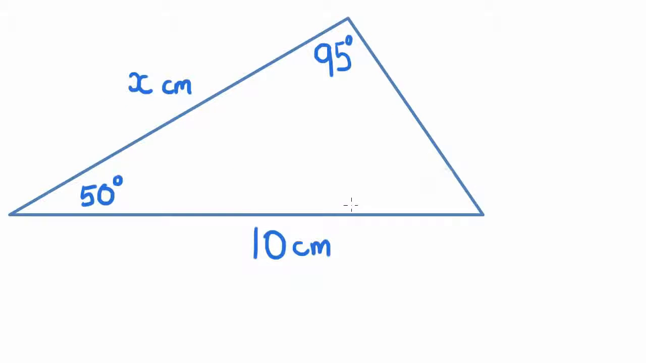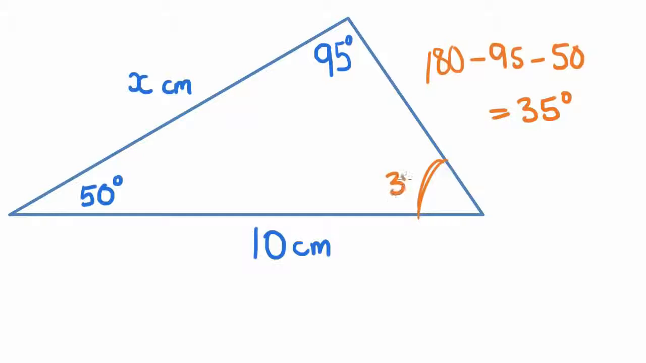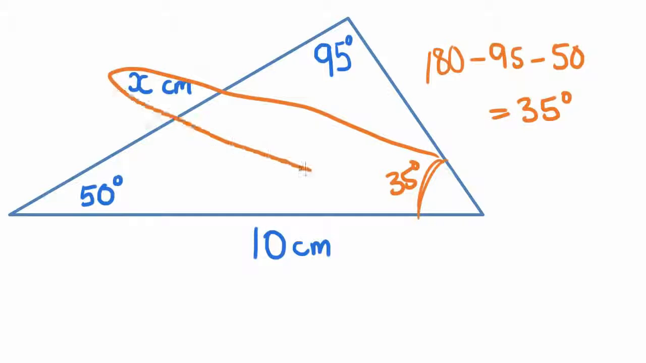But remember how all the angles in a triangle add up to 180 degrees? There isn't much maths that we have to do before we can figure out what this angle is. All we need to do is 180 minus 95 minus 50, and we get an answer of 35 degrees. And then we can use this matching pair to do the sine rule. So if you don't see a matching pair straight off the bat, just have another quick look and see if you can work it out easily.